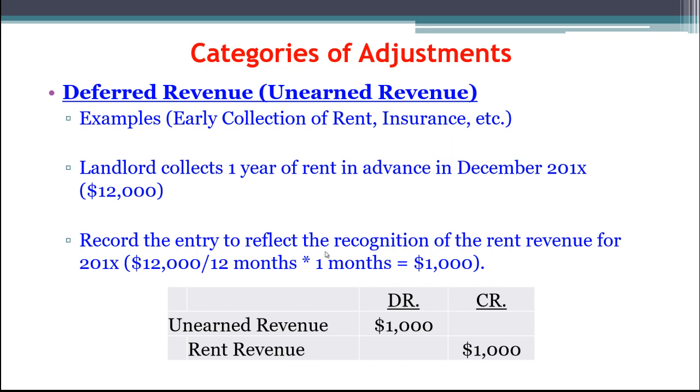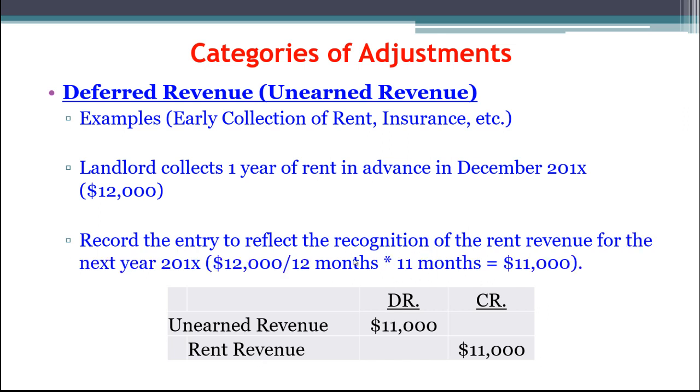Down the road, every month that passes, we're going to have $1,000 that we've now earned. So we'll debit the liability, unearned revenue, to decrease it, and now we can count it as actual revenue, $1,000. And then the next year, we'll have the other $11,000 that we record as earned revenue.